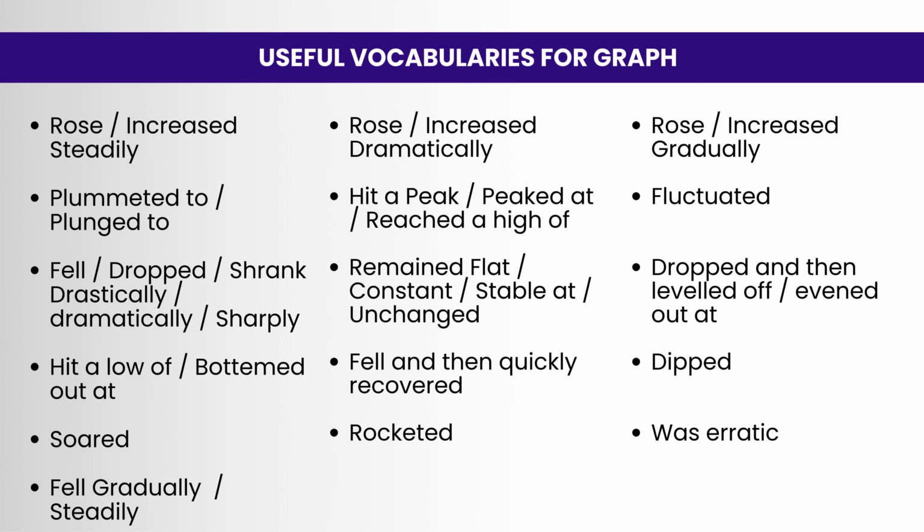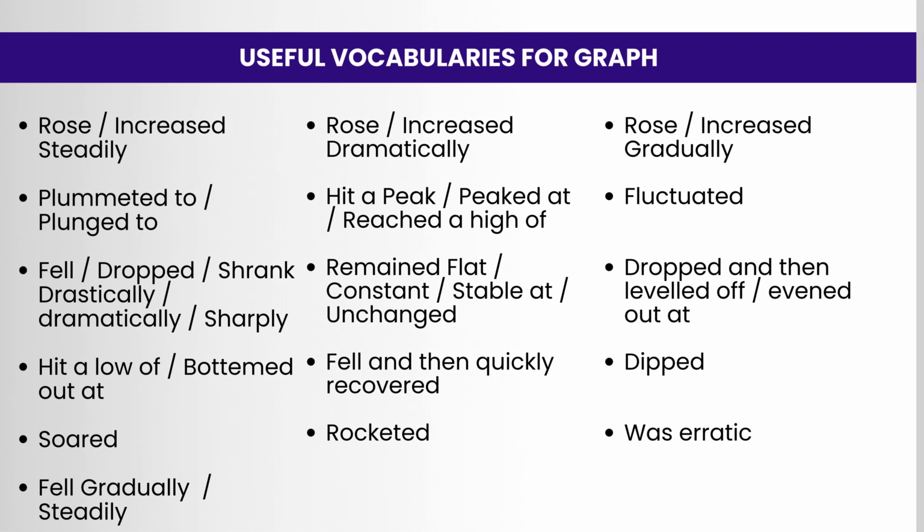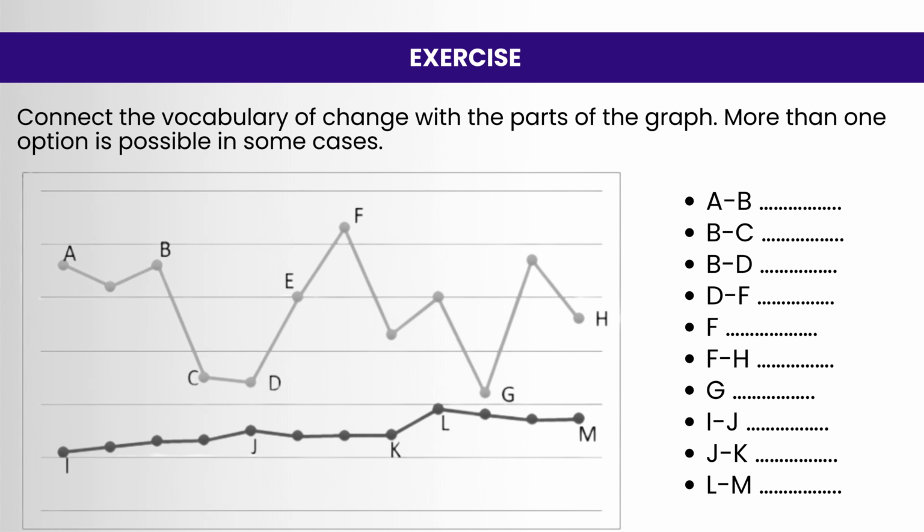Dropped and then leveled off, evened out at. Hit a low of, bottomed out at. Fell and then quickly recovered. Dipped. Soared. Rocketed. Was erratic. Fell gradually, steadily. Exercise 1. Connect the vocabulary of change with the parts of the graph. More than one option is possible in some cases.